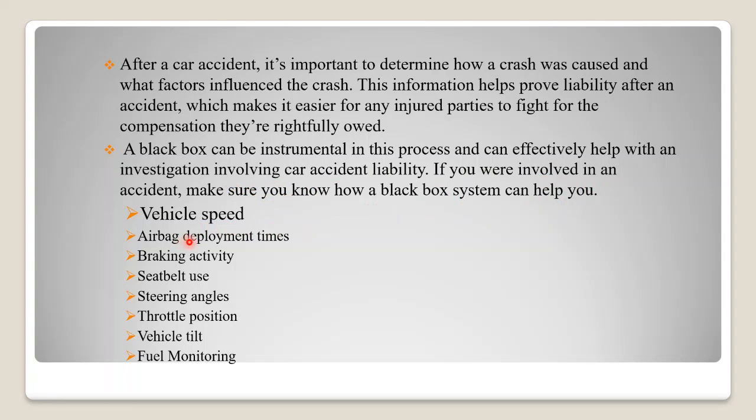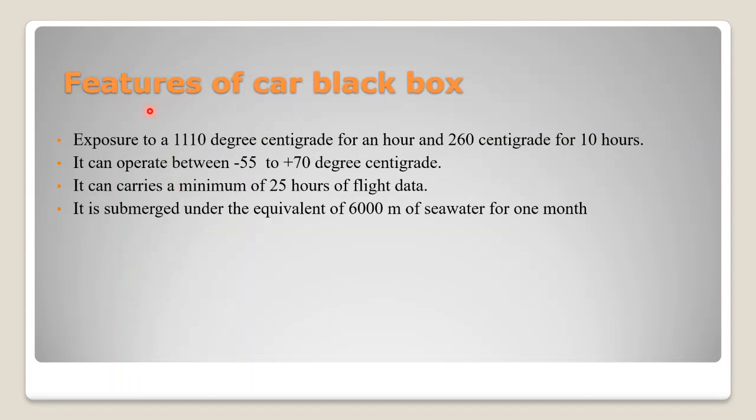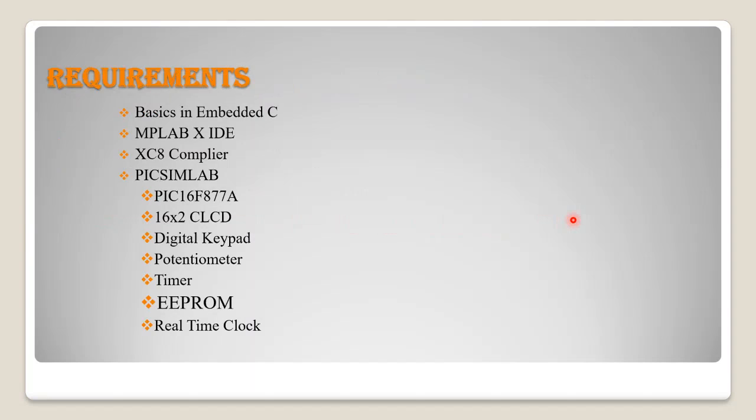Vehicle speed, airbag deployment system times, braking activity, seatbelt use, steering angles, throttle position, vehicle tilt, fuel monitoring. Features of car black box: exposure to 1110 degrees centigrade for an hour and 260 centigrade for 10 hours. It can operate between -55 to +70 degrees centigrade. It can carry a minimum of 25 hours of flight data. It is submerged under the equivalent of 6,000 meters of seawater for 1 month.